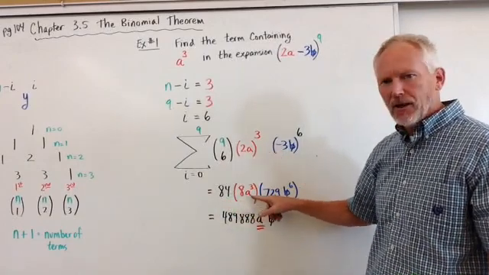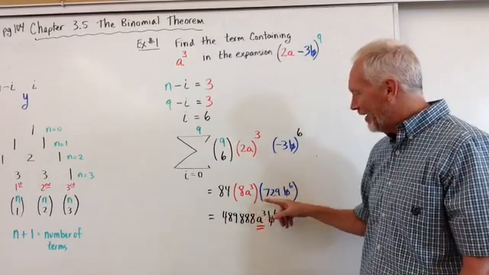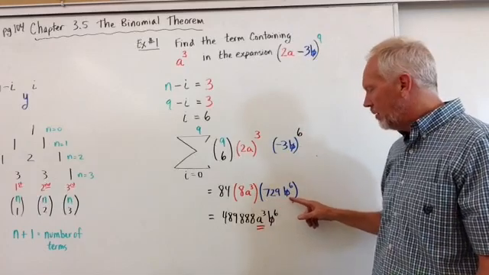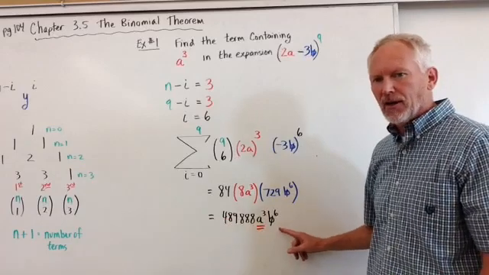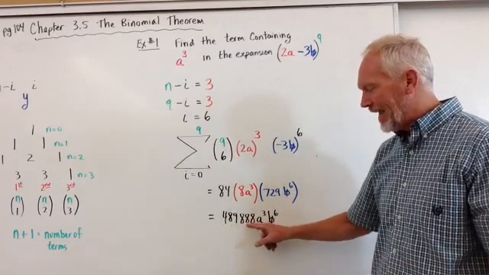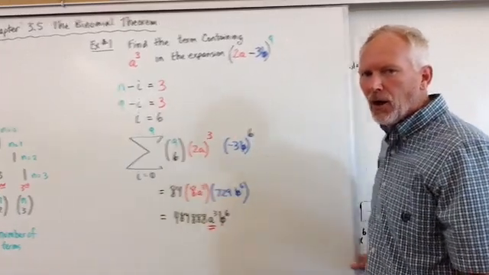2 cubed is 8, and a cubed is a cubed. And negative 3 to the 6th power is a positive 729, b to the 6th. And this is the value of the term that contains a cubed. Quite a large number, 489,888 a cubed b to the 6th. All right, so here we go.